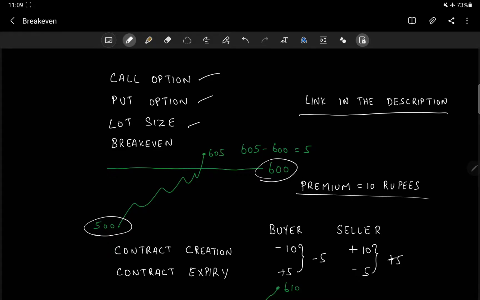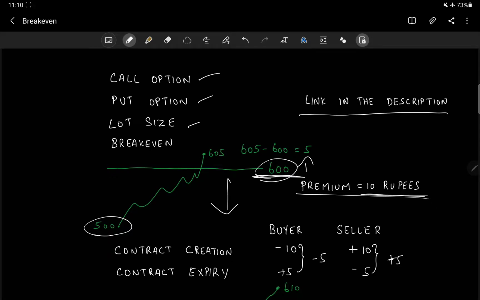Now, if the price expired above the strike price of 600, the call option seller would have to pay money to the call option buyer. So, from the perspective of a call option buyer, the price has to go at least above 600 rupees so that he can make a profit. If the price stays below 600, the buyer will lose his entire premium payment of 10 rupees.